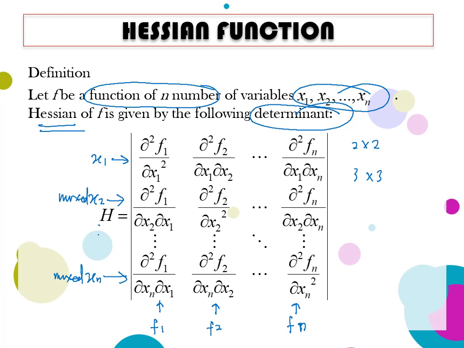For Hessian, it's not like a Jacobian. It is fixed, where the column would be for your first function, second function, until your last function, and the row will be for your variables. While for Jacobian, you can swap row and column to be any of your function, or it can be your variable. It doesn't matter. But for Hessian, it is fixed. So you follow this.